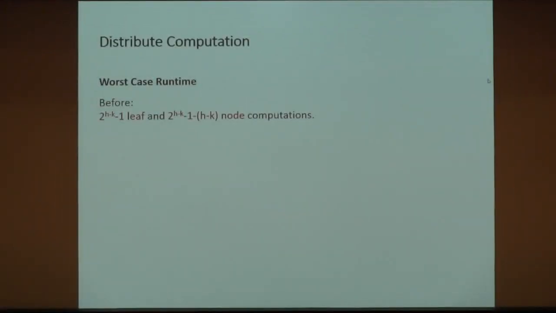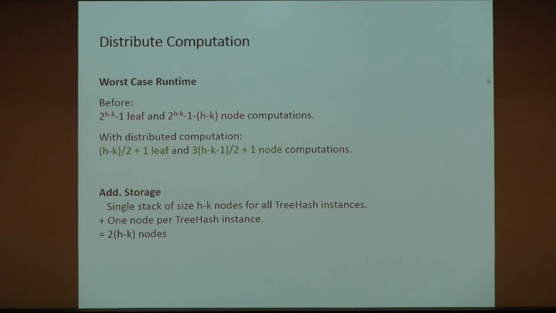And so this brings down our worst case runtime from these 2 to the h minus k to h minus k over 2 plus 1 leaf computations and some node computations. And the additional storage we need for this is a single stack. It turns out that all these tree hash instances can share the same stack if you do the scheduling right. And this only needs a size of h minus k nodes.